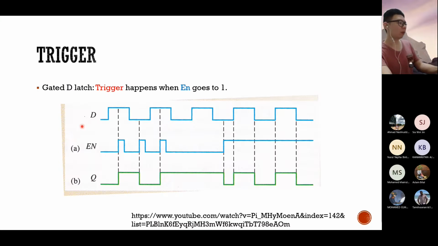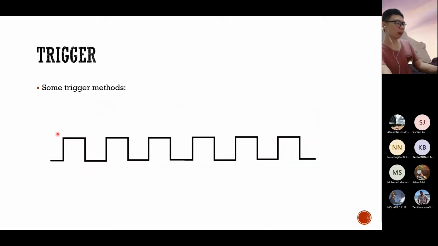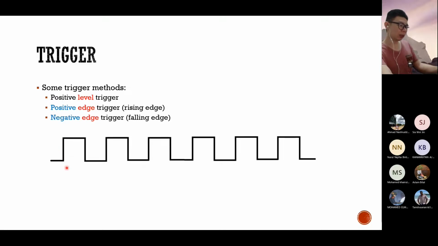All right, and a flip-flop only functions when you have a trigger. So what happens if you have a trigger? A flip-flop can function on either a positive trigger or a negative trigger. A positive trigger means the flip-flop will only function at this positive edge, the rising edge, and negatively triggered is when the flip-flop functions at this negative edge over here.